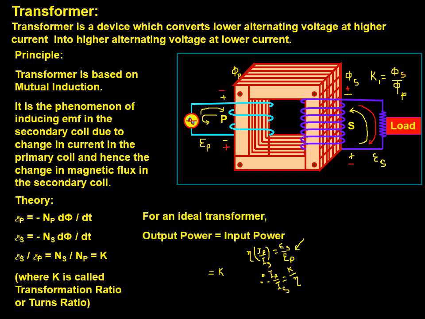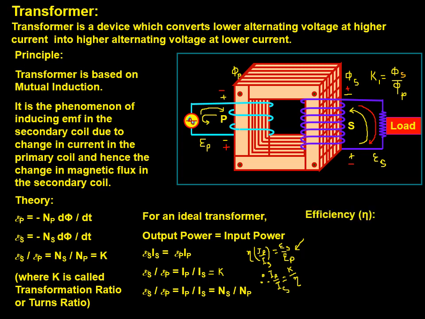For an ideal transformer, output power is equal to input power. So ES into IS equal to EP into IP. By solving, you get ES by EP is equal to IP by IS equal to K. K is known as the transformation ratio or the turn ratio. You can find out an expression for that.